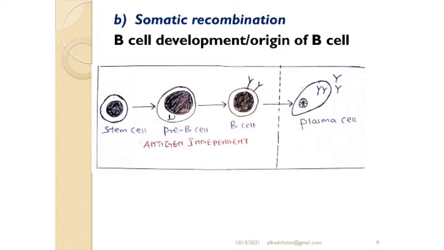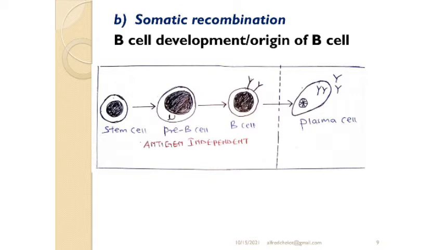However, since we need both heavy and light chains to make an antibody, pre-B cells cannot make any antibody because they lack the light chains. So the pre-B cells are going to differentiate into B cells, and B cells have the capability to make both the light and the heavy chains. They will combine the light and the heavy chains to make an antibody. The first antibody that will be produced is immunoglobulin M, and it will go to the surface of the B cell.